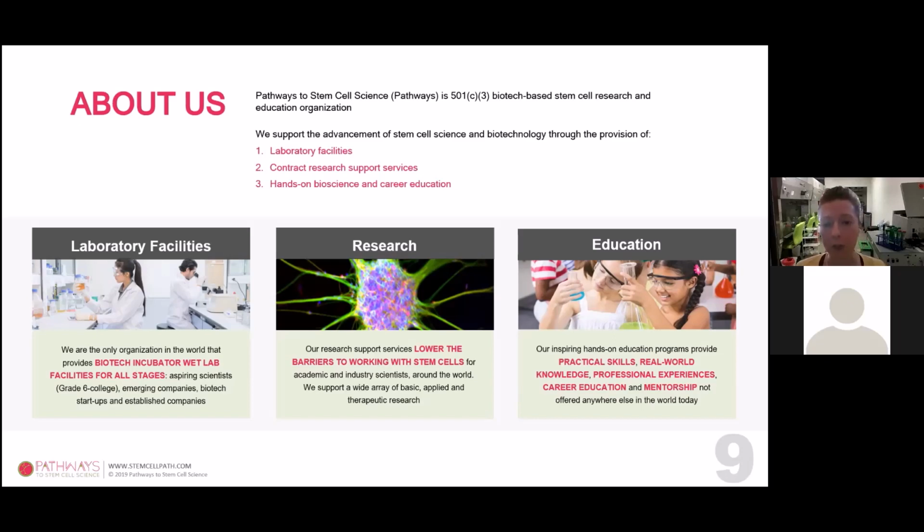And this is really interesting because it enables us to generate a lot of useful techniques and tools that we then feed into our education programs. And I'll talk about that as I go along.